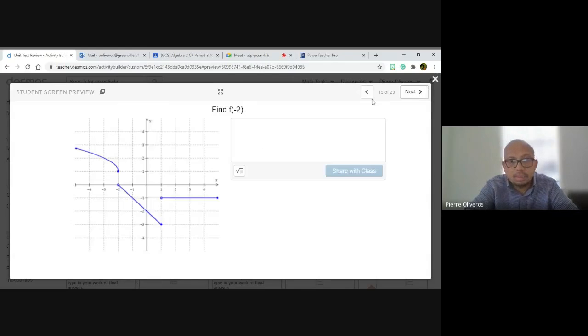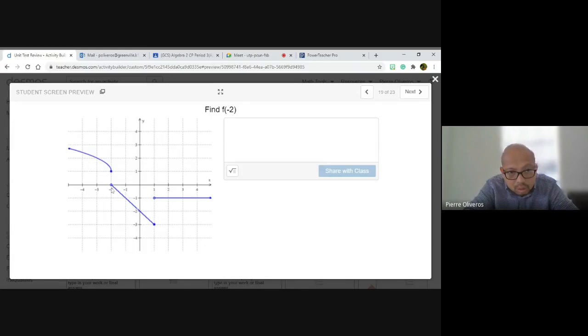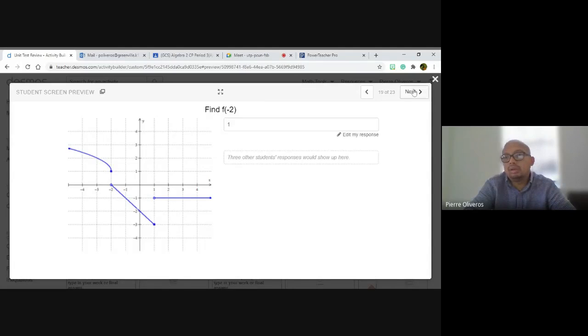Enter, submit it. Here, f of -2. -2 is right here. This is where -2 is. But take note, that's open there. So that's not the answer. The 0 is not the answer. You go up over here, which the answer there is equal to 1. Okay? All right, there you go. That's all you have to do here. And you can answer the f of 1.